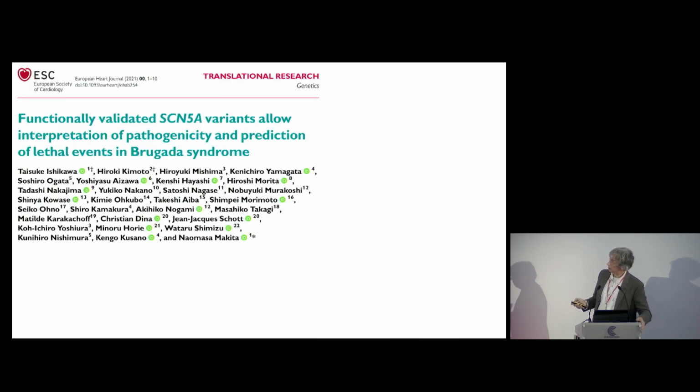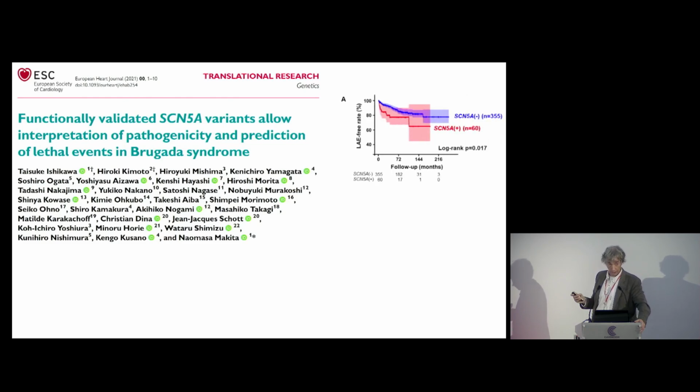So the paper that changed this concept of the presence of an SCN5A variant as a risk factor is this Japanese paper, where they functionally analyzed all the SCN5A variants that they identified. And that is quite a laborious study. So this is the first paper.